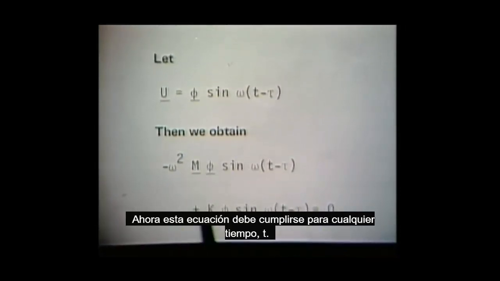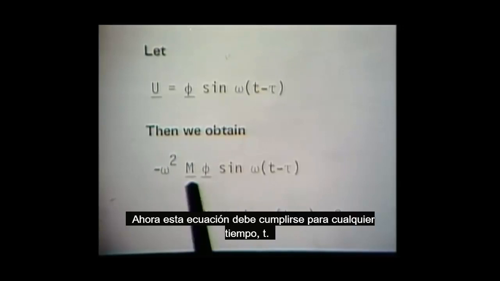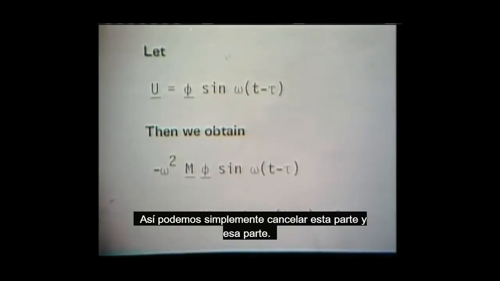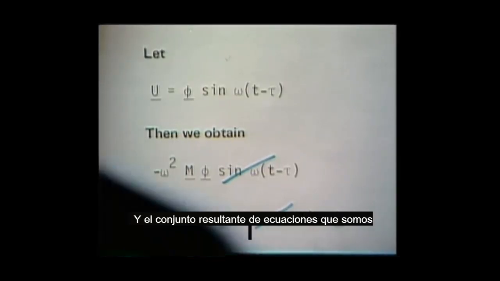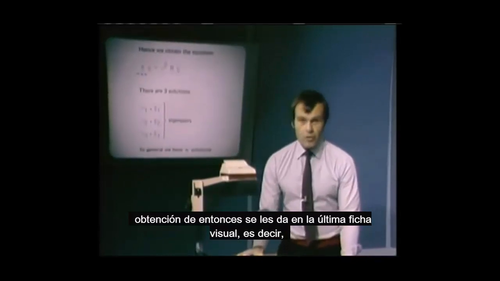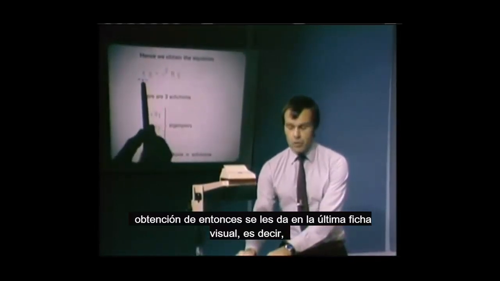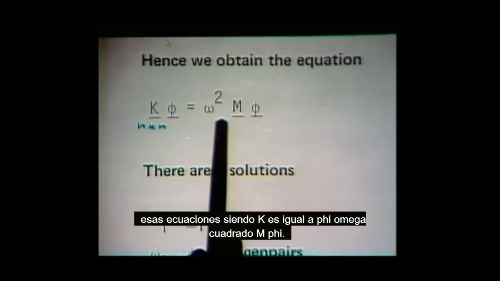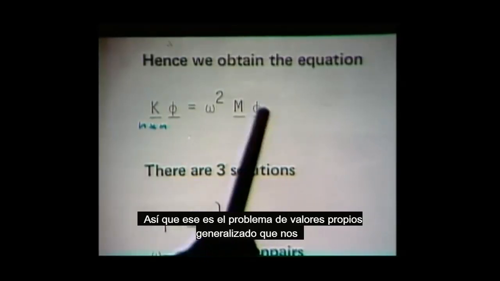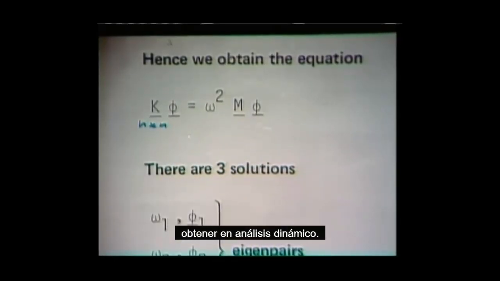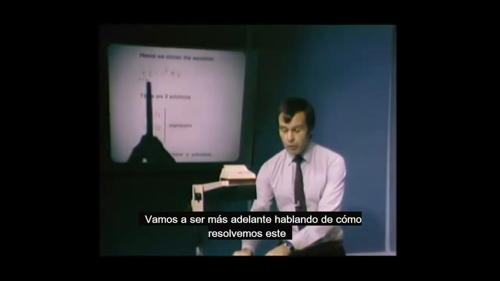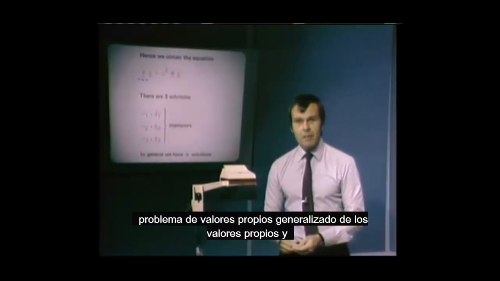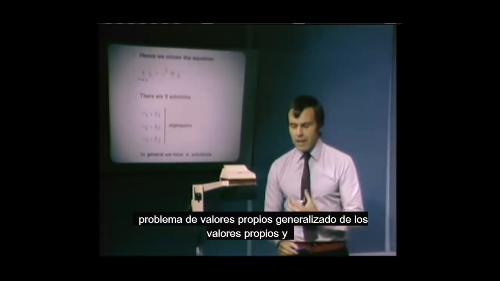Now this equation must hold for any time t, so we can simply cancel out this part and that part, and the resulting set of equations that we're obtaining are given on the last view graph, namely those equations being K phi equals omega squared M phi. So that is the generalized eigenvalue problem which we obtain in dynamic analysis. We will be later on talking about how we solve this generalized eigenvalue problem for the eigenvalues and eigenvectors.